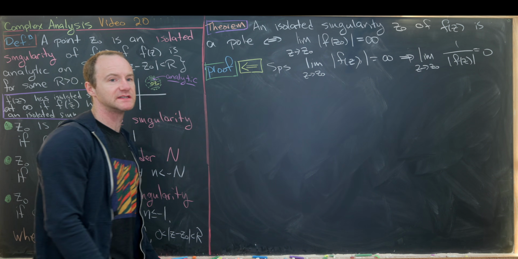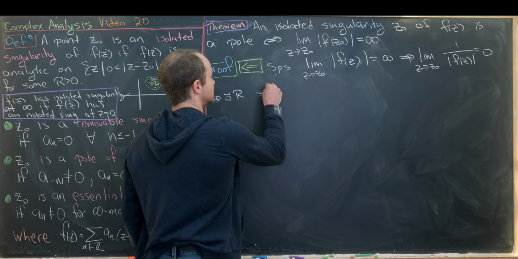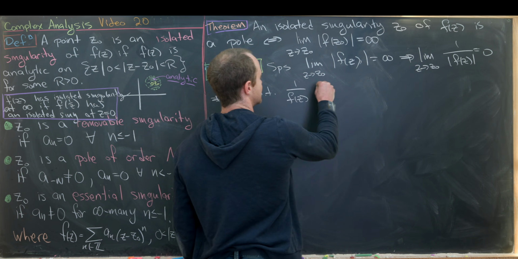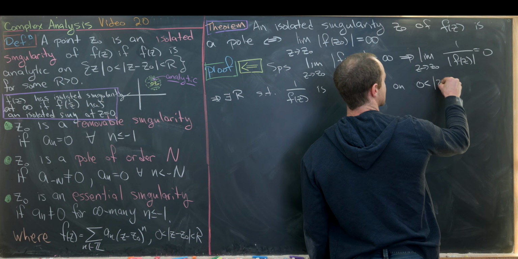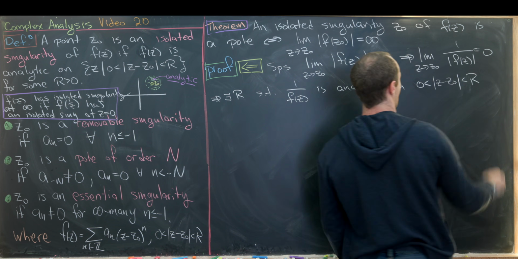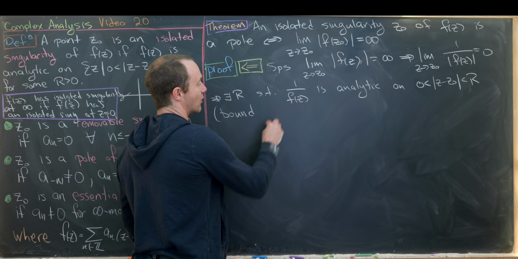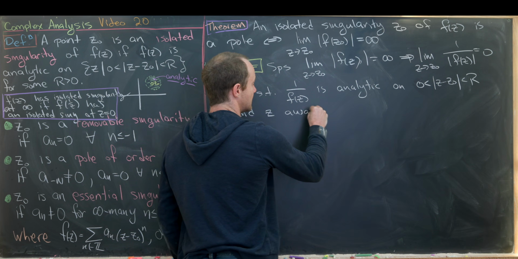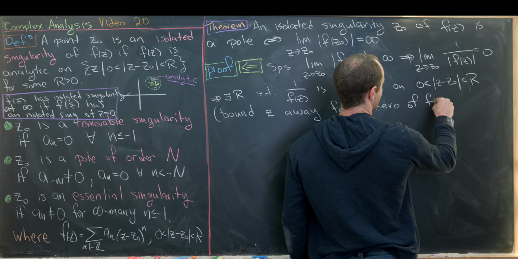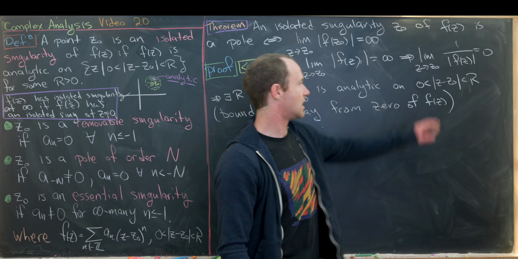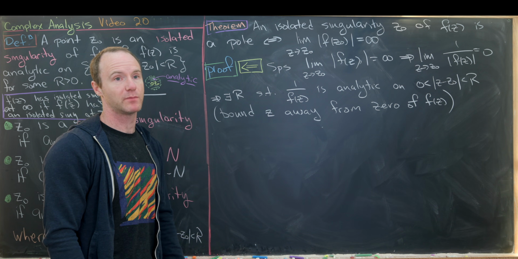Okay, but that limit being 0 means that we can find some radius r such that 1 over f of z is analytic on this punctured disk. So 0 is less than the modulus of z minus z naught, which is less than r. And why is that? Well, we just really want to bound our z away from any 0 of our function f of z. Since we're analytic on this punctured disk right here, that means we can expand it as a Laurent series on that punctured disk.